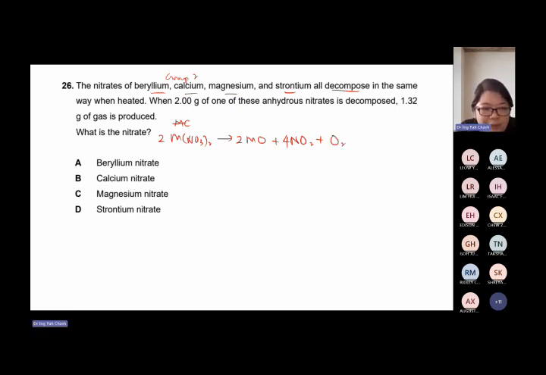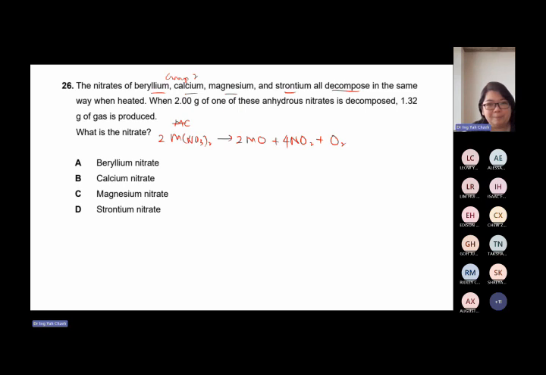This is the equation that you need to remember, because I realized that they like to give the decomposition of nitrates of group 2 in Paper 1. In Paper 2, somehow its popularity has decreased; it comes out less. But in Paper 1, they can create a lot of very tricky calculation questions from this decomposition of nitrates. So you need to remember this equation.